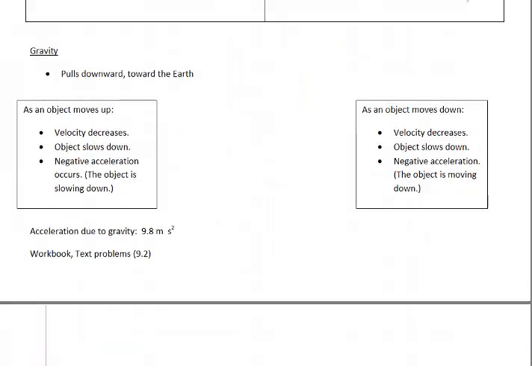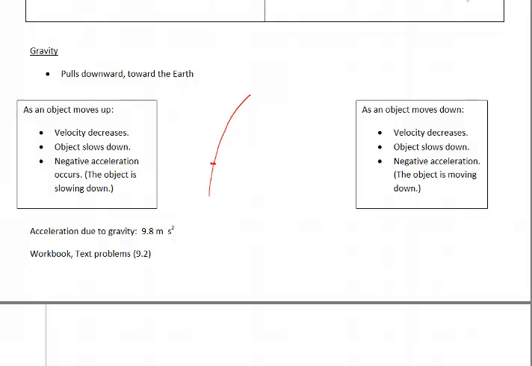Okay, one more thing we want to talk about, which is gravity. Gravity is the force that pulls downward on every object, pulls down towards the earth. And when we throw an object up into the air, it's still being pulled back to the earth, and that's why it falls back to the earth. As a matter of fact, the minute that we throw it up into the air, let's say we throw a ball up into the air, it actually begins to slow down.